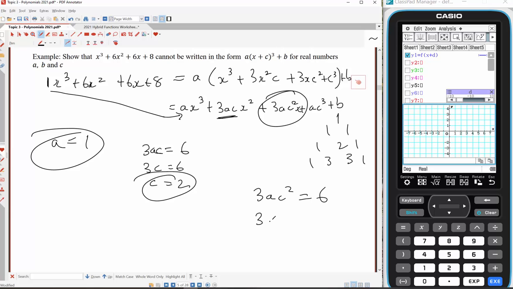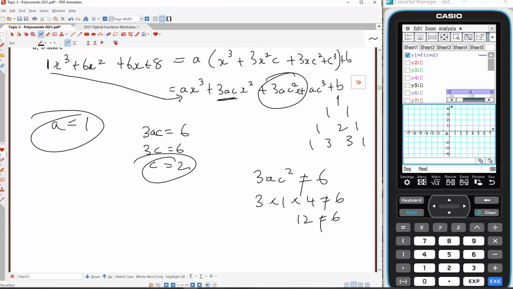So 3 times 1 times 2 squared is equal to 3 times 4, so 12 is equal to 6. Uh-oh. So here you can see that this is not the case. Right, so 3ac squared is not equal to 6. These aren't equal to each other, therefore it cannot be written in the form required because it doesn't make it true. There's no values that make it true.